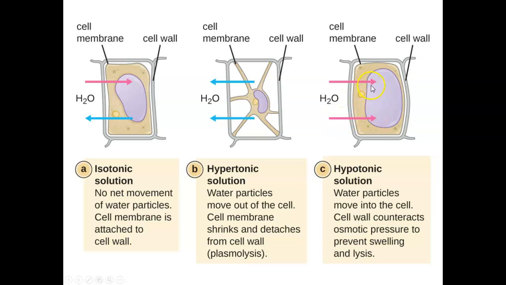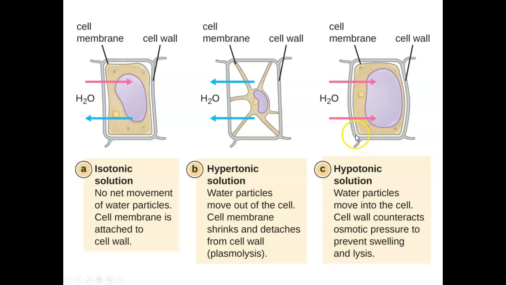And then here we have a hypotonic solution. So in a hypotonic solution, the cell itself has more solute and there's more water in the solution. And so water moves from the solution into the cell until equilibrium is met. And in this case, the cell is going to swell up. It gets bigger. But the cell wall around the cell protects the cell from bursting. So that's a benefit of having that cell wall.